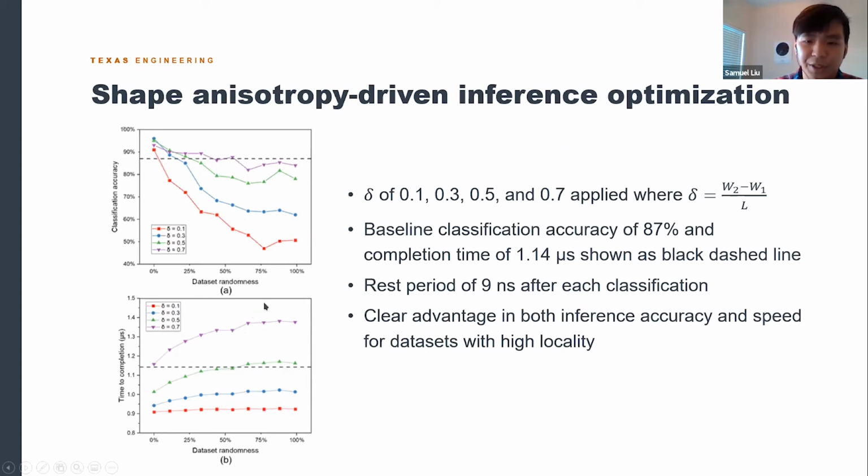In order for the network to maintain reasonable accuracy for higher dataset randomness, in this case, a rest period of 9 nanoseconds after each classification is implemented. From the results shown for edgier neurons or a softer reset, softer reset in this case is a smaller delta. There's a classification accuracy advantage over the baseline, while there's a significant classification penalty for the higher randomness datasets, shown in the red here. Due to the current density penalty of trapezoidal synapses near the wider edge, there's also a penalty to completion time for neurons with larger delta, which shown in the purple on the bottom here.